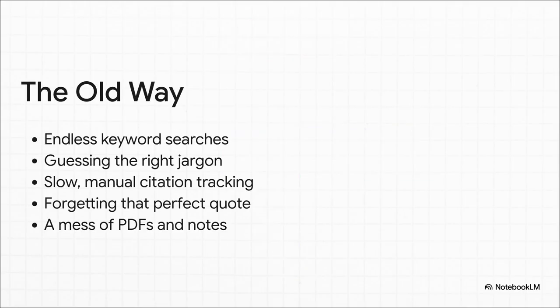I mean, the traditional way is, let's be honest, it's a slog. You're just guessing at keywords, trying to figure out the right jargon, then manually tracking down every single citation. And your desktop, it just becomes this absolute graveyard of randomly named PDFs. It's slow, it's messy, and it kind of kills the joy of discovery.